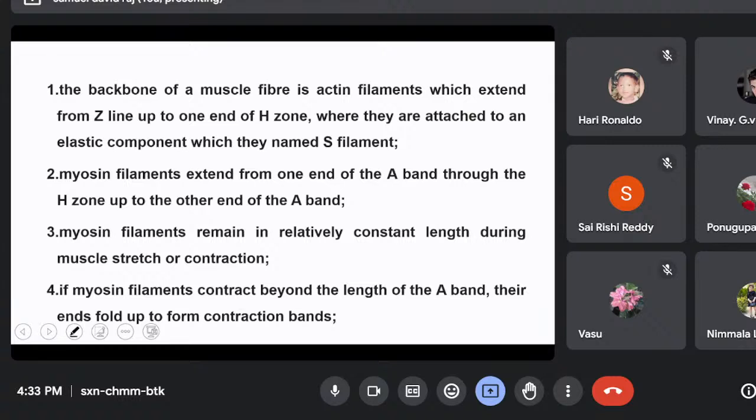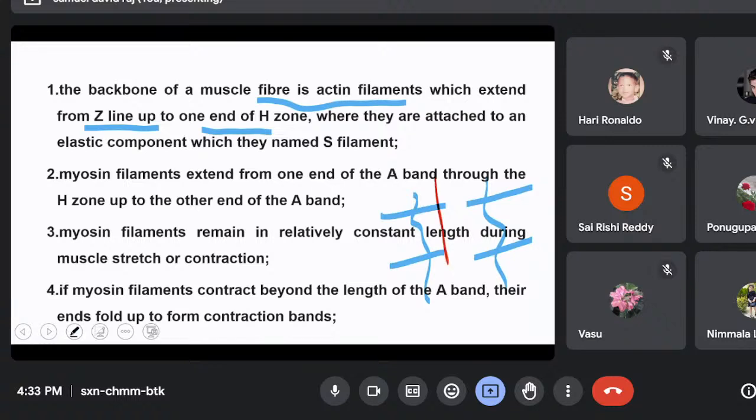It shows points like this. The backbone of a muscle fiber is actin filaments, which extend from the Z line up to one end of the H zone. If this is the Z line, this is the A band, thin filaments, and between the I bands there is the A band. In the A band there is only thick filament, and thin filaments extend up to the Hanson's disc only, not beyond the Hanson's disc.